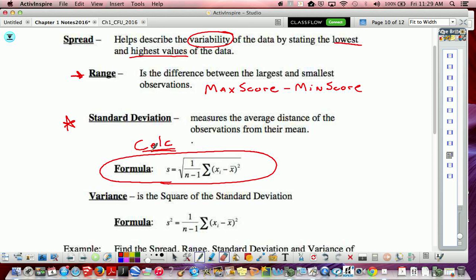I got to add them all up. Yep, let's take the sum. What do you get when you add these all up? 27. Okay, so that's the sum. What do I got to do to get the mean? Divide by what? 5. That's our n, number of data points. So what do I get? Take your calculators if you need to. 27 divided by 5? 5.4. Excellent.